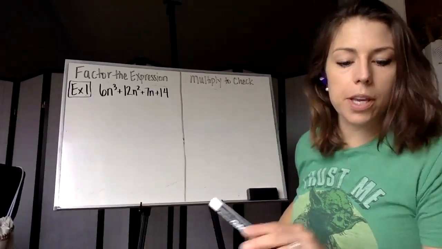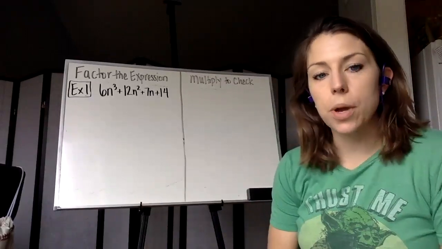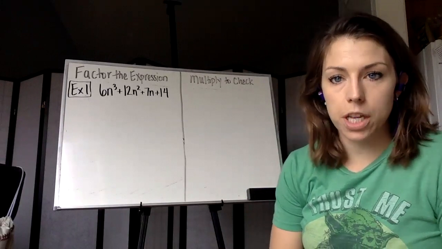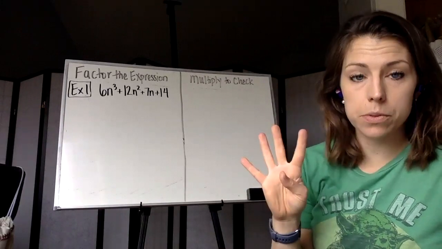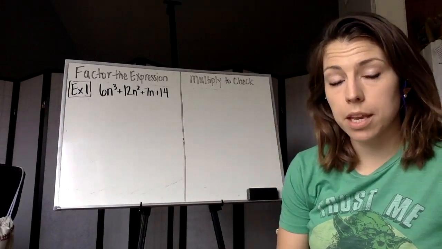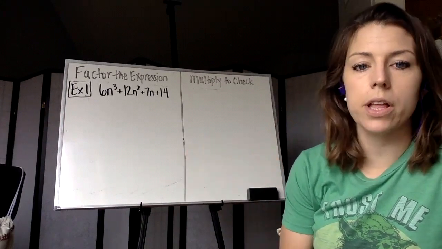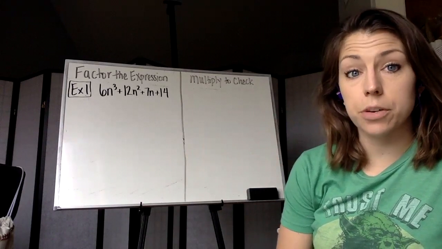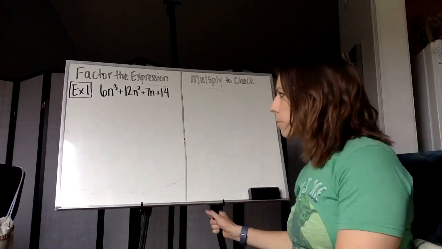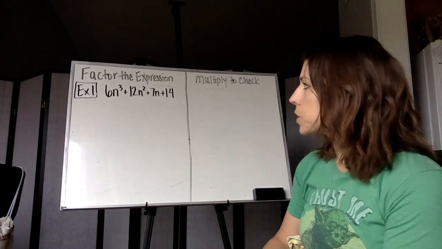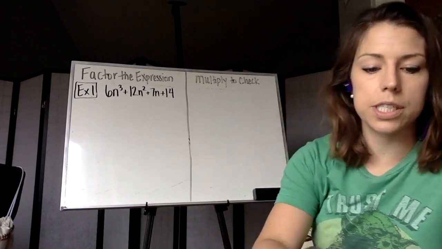Okay, part 3, factor by grouping. So in all of these expressions, you're going to be seeing 4 terms, none of which can be combined. Like I can't combine a 12n squared plus a 7n in the first example. So all I can do here is factor by grouping. So here's example number 1, 6n cubed plus 12n squared plus 7n plus 14.